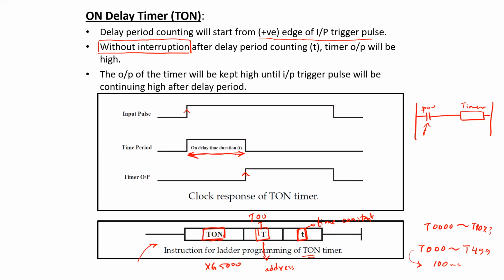Before the delay duration is over, if the input pulse goes to low, let's say at this position, then the timer will stop its operation. The timer output will not go high, and the delay count will also stop. This is the characteristic of on delay timers. But if the input pulse sustains for a longer duration than the delay period, or the duration of the delay count is finished, then the timer output goes high as long as the input stays high.